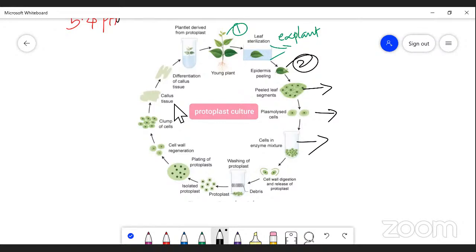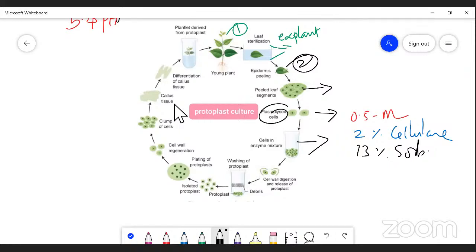The enzyme mixture consists of 0.5% macerozyme and 2% cellulase, and 13% sorbitol. Please understand that I have explained this to you. Sorbitol is also part of the mixture. It's a chemical mixture into which we transfer the plasmolysed cells in a test tube.